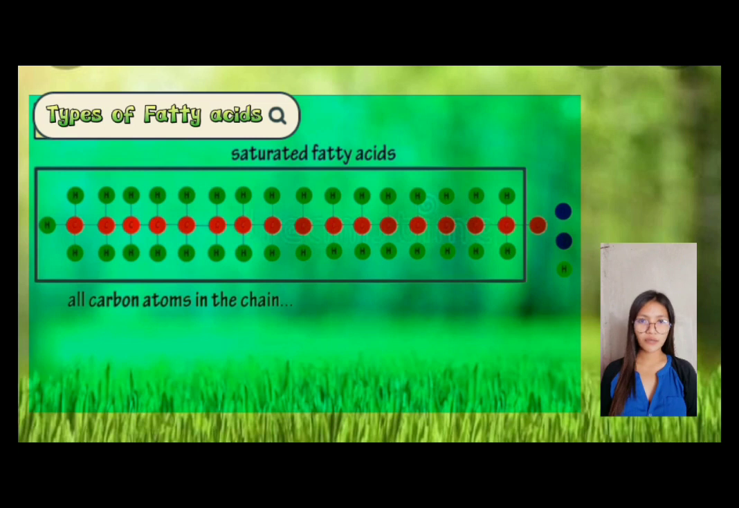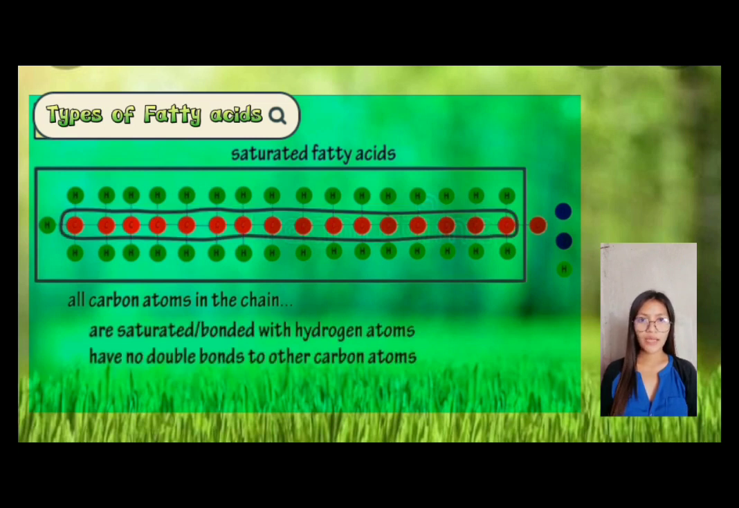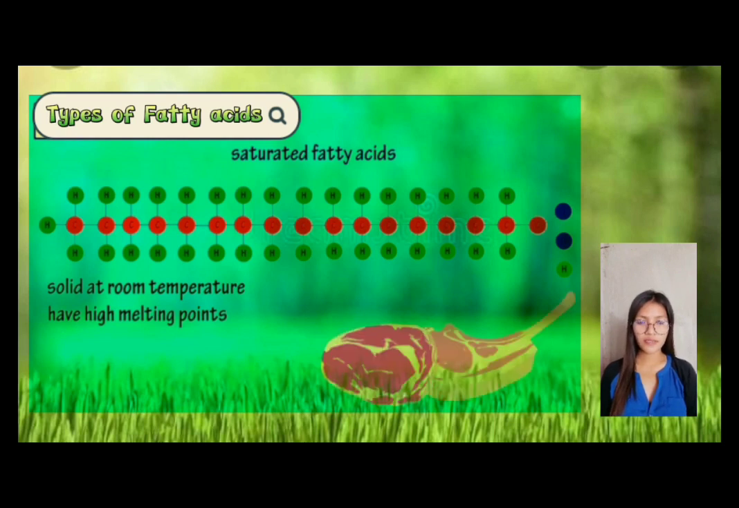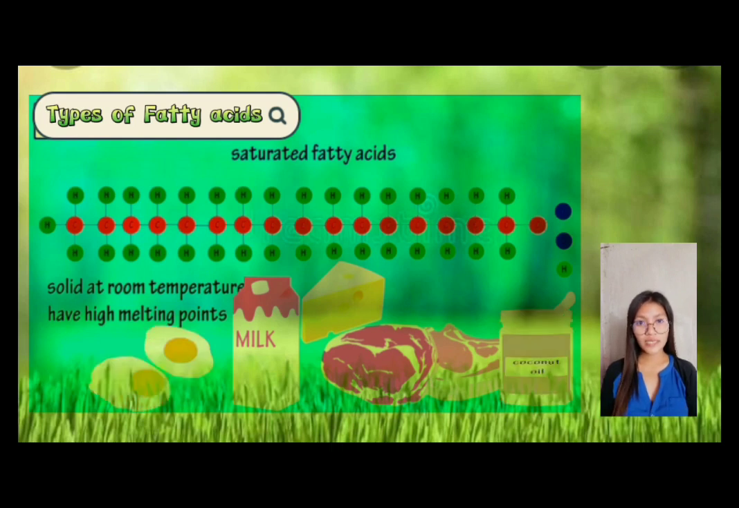In saturated fatty acids, all carbon atoms in the chain are saturated or bonded with hydrogen atoms, and have no double bonds to other carbon atoms. Saturated fats are usually solid at room temperature and have high melting points. Foods high in saturated fats include pork, beef, cheese, whole milk, eggs, coconut oil, and butter.